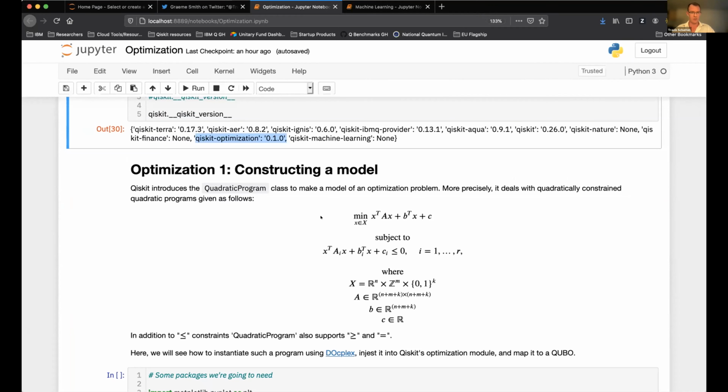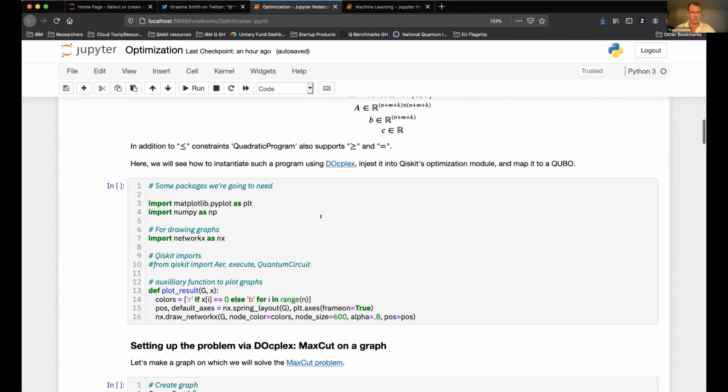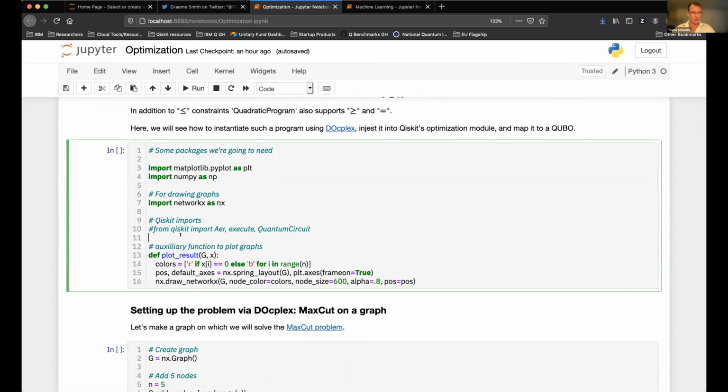So what we're going to do is create the model. I have a bunch of other things that I need to import. I've selected some that it's worth bringing up here. So from Qiskit, we're going to import Qiskit simulation capability.